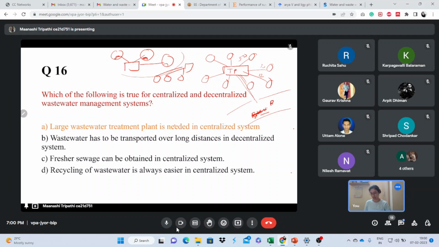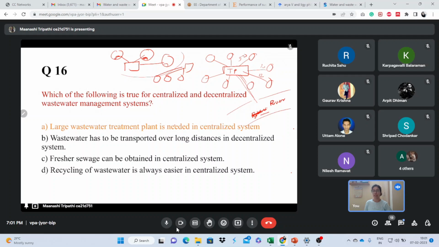All right, nicely. So this is how centralized and decentralized wastewater management systems work. By looking at these statements, it sometimes looks like a decentralized system is very good, but in reality, it's not always good. It depends upon the situation where we are.